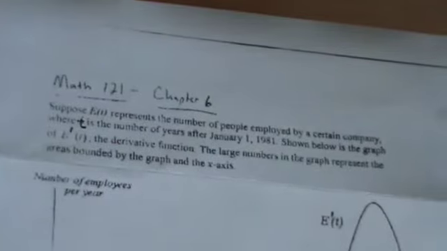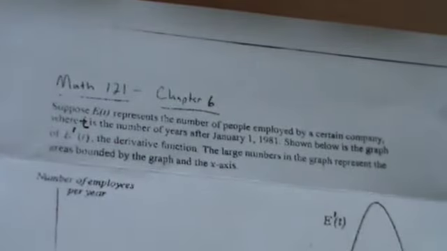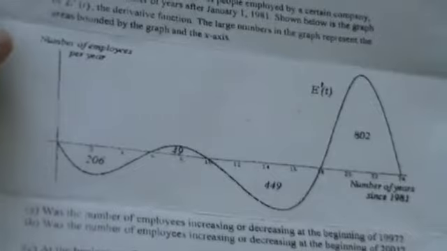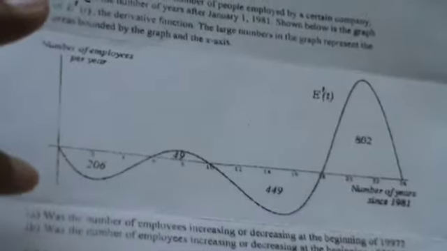There's a prime right there. The derivative function. The large numbers in the graph represent the area bounded by the graphs and the x-axis. Okay, so if you look further down, then you'll see this graph. And we have to ask ourselves, well, what is 206? What is 49? What is 449? What is 802? Well, this represents this region right here.